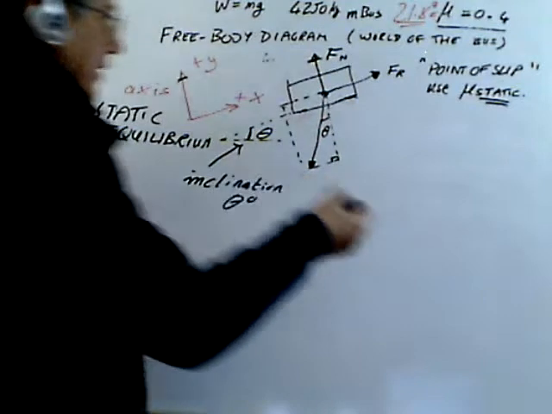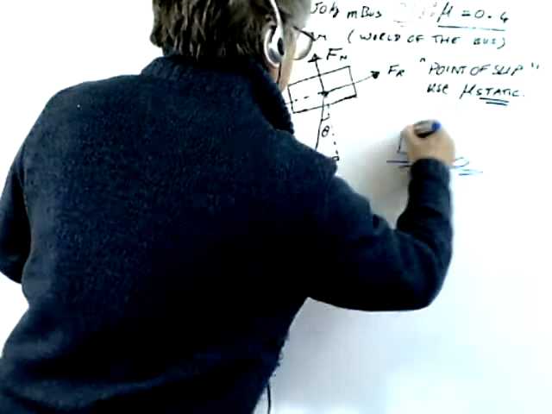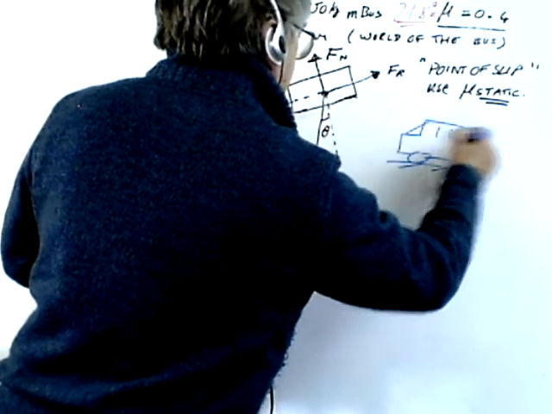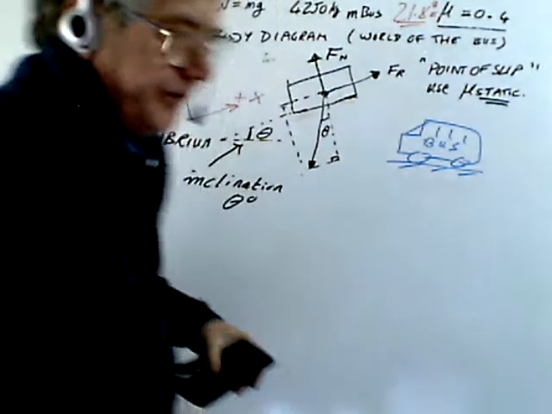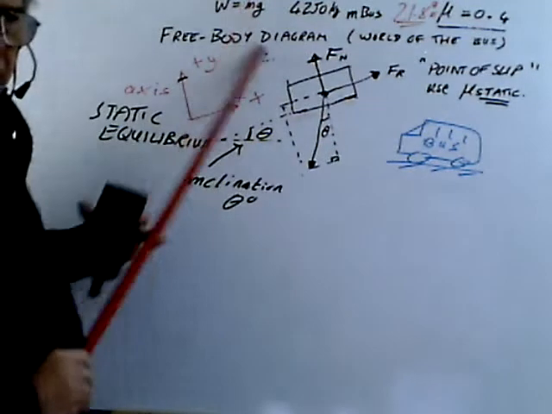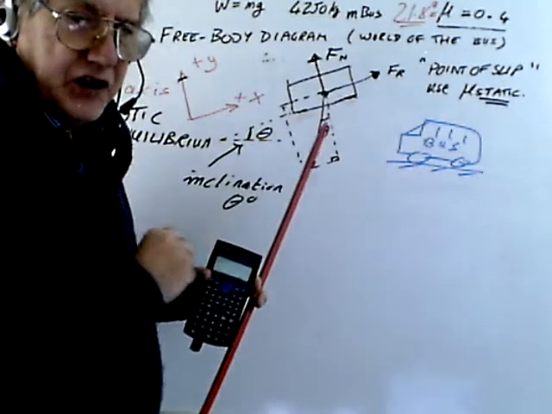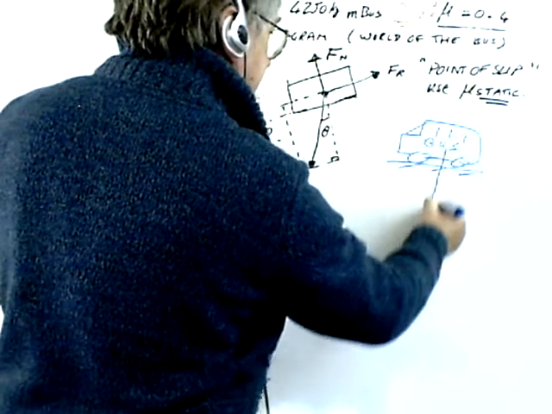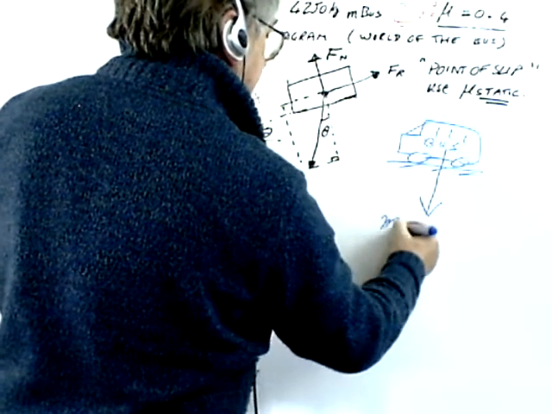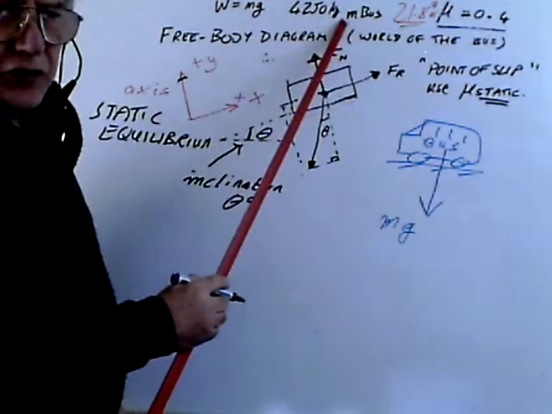So if I have my little bus sitting on the road like that, and because it's on the level, the engine's switched off, and there's nothing happening, the bus is stationary. What forces are acting on this bus? Well, we have the weight of the bus acting down, and that's mg. We're told that the bus has a mass of 4,250 kilograms.